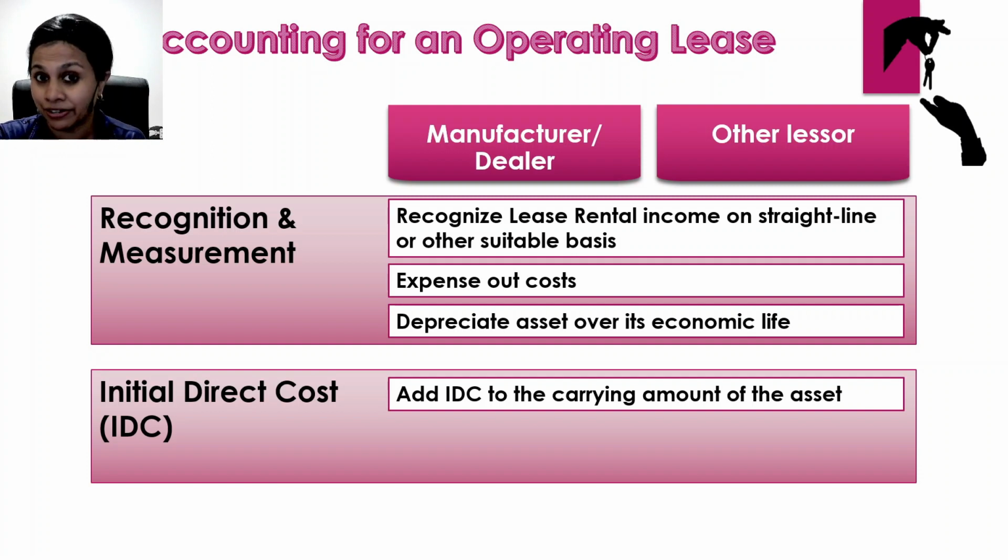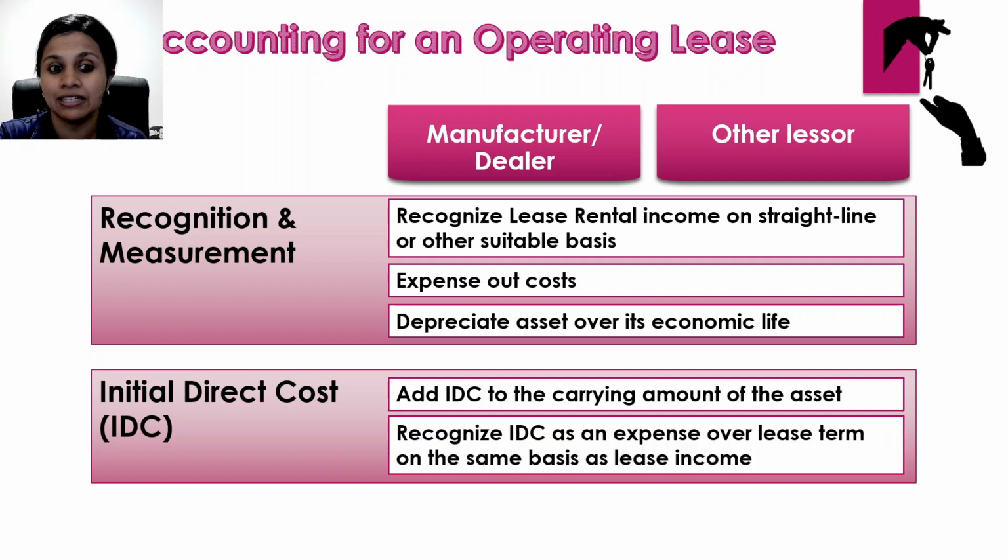Now, what you need to be very careful about is while you are calculating depreciation, please do not consider the initial direct cost, because this initial direct cost is to be amortized not over the economic life but over the lease term. So, what do we need to do? We need to amortize the initial direct cost over the lease term using the same basis as the income.